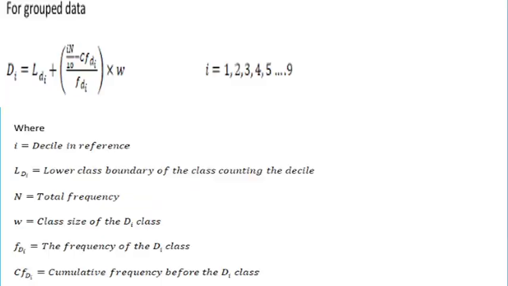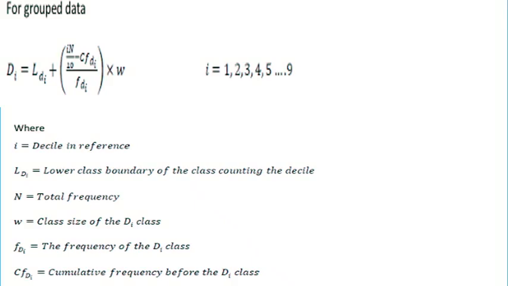So we have the formula for grouped data for deciles. If you look at this formula too, it's also similar to that of the median, where we use n over 2 minus the cumulative frequency before the median class, all over the frequency of the median class. Here, the formula is: L_Di plus (n over 10 minus CF_Di) over f_Di, times width.